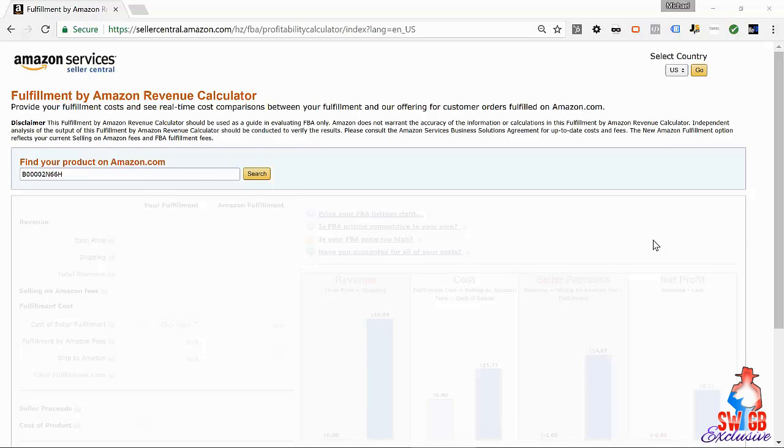So here I am on the Revenue Calculator tool. You can see up here I have my market selected. I'm in the US right now. If you're in one of the European marketplaces, you would Google for the European version, or Japan or India. You'd also Google that. It will take you to your own version of this, but they all work exactly the same. Over here is where you would type in the ASIN of the product if you know that.